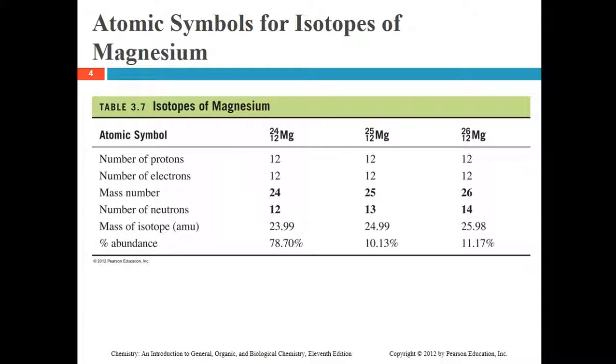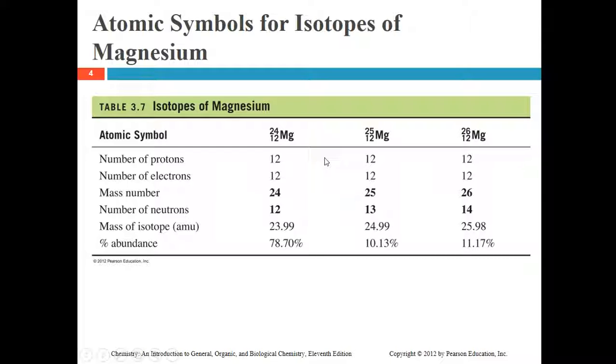So for example, table 3.7 talks about isotopes of magnesium, and it shows that, yes, because it's magnesium, it has 12 protons: 12, 12, 12. And because protons are positive, and we know our atoms have an overall charge of 0, the number of electrons, of course, is going to be 12, 12, 12 for these different isotopes.